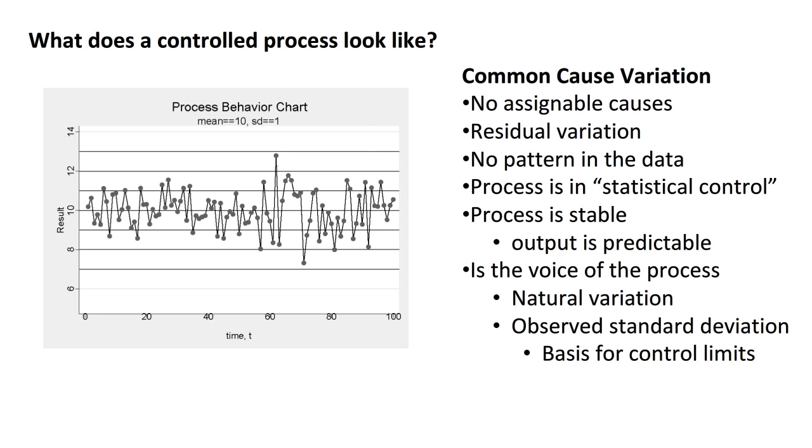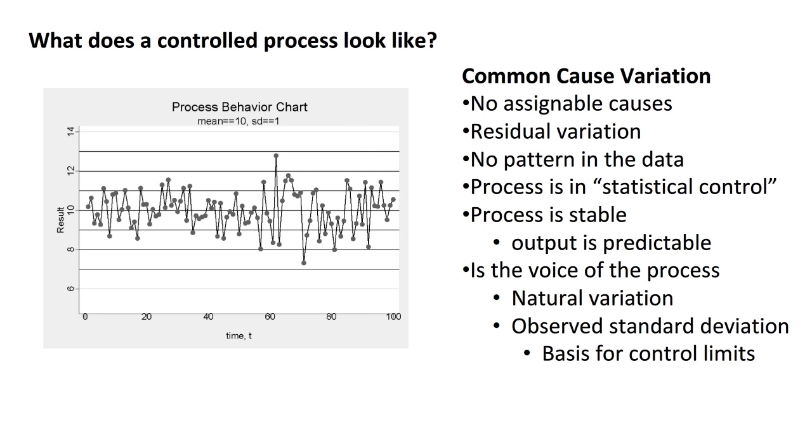We call this predictable variation the voice of the process because it represents the best achievable performance with respect to variation that the process can achieve. When a process is in control, it is operating as designed. The variability can't be reduced without substantial redesign of the process.